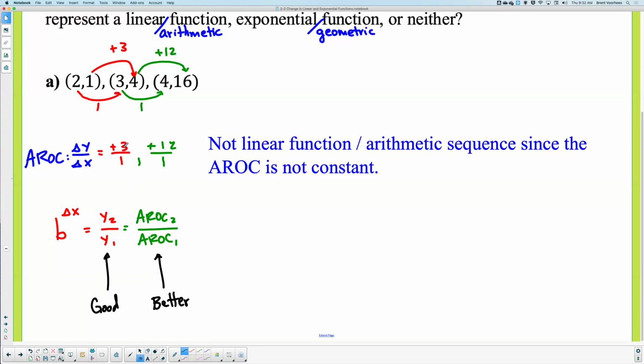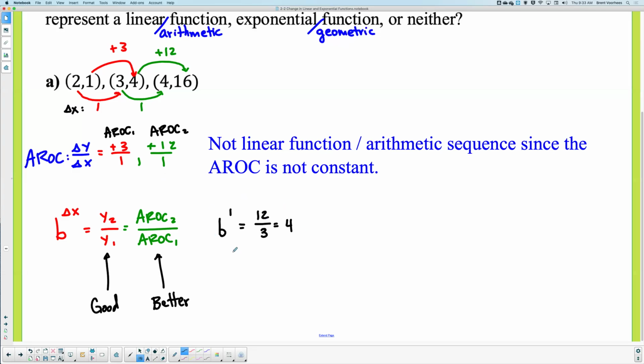Okay, in this case, do I have two AROC values? Yes, so I'm going to call this one AROC 1, and I'm going to call this one AROC 2. All right, so define my base. I'm going to say B to the delta X. Now, what is delta X on our problem? How much was my X's changing by? They were changing by 1. So B to the first power will equal AROC 2 divided by AROC 1. What's 12 divided by 3? So what's my base?